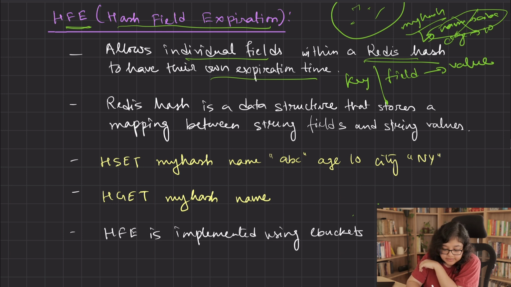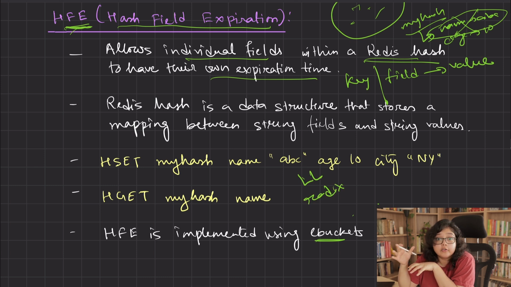In order to implement HFE, Redis is using something called eBuckets. eBuckets is a new Redis data structure that is optimized for HFE, and it is implemented as either a linked list or as a radix tree depending on the number of keys. But HFE and how it is implemented using eBuckets is out of scope for this video, but we do have plans to cover this in detail in an upcoming video.